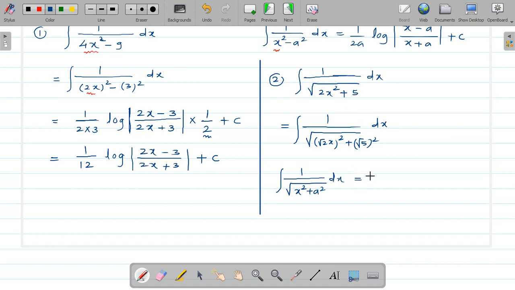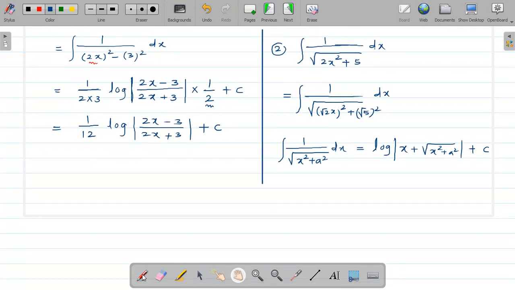Now the integration of this is, we know that it is log of modulus of x plus root of x square plus a square plus constant. So if you apply this result here, then what will you get? It is log of modulus of x. Now in place of x there is root 2x. Remember here, in place of x, if you compare this clearly, then in place of x there is root 2 into x. So here we have to write log of modulus of root 2x plus under root, the same term we have to keep.